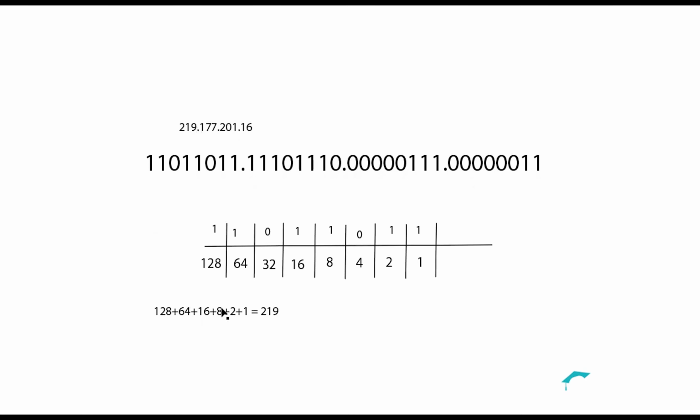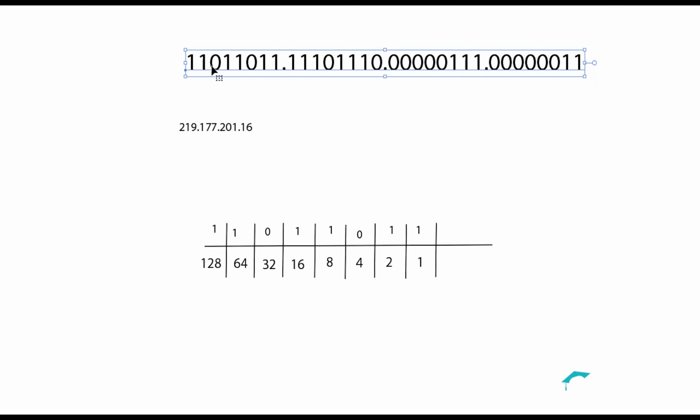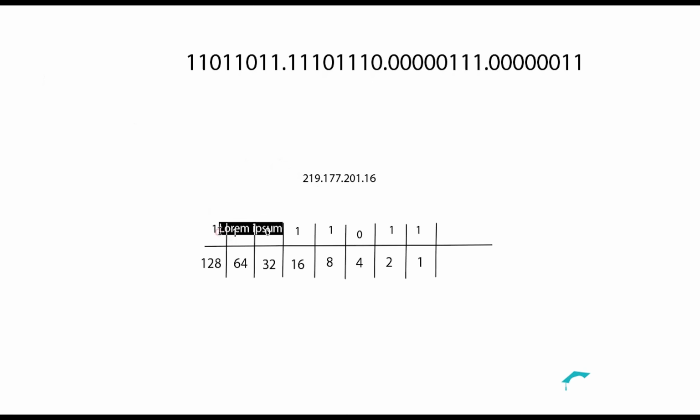We can, however, also go in the opposite direction. So if we remove this, and let's say we didn't know this binary right here, but we only have this IP, and we needed to know what kind of binary group or set we would have, then we simply take 219, and let me just remove this one, like so, and then we simply say 219.